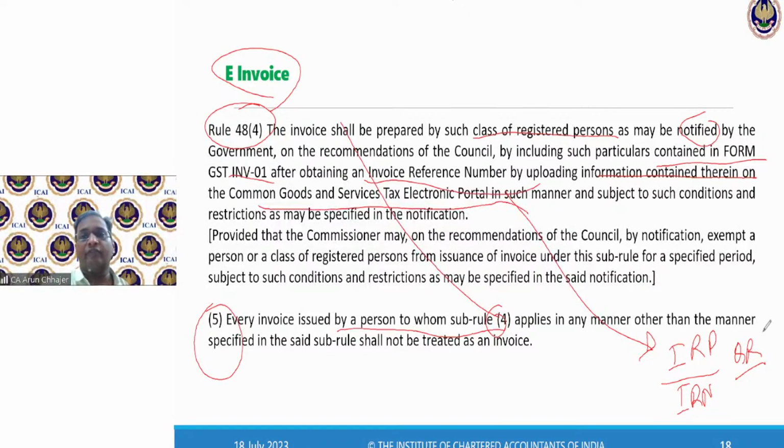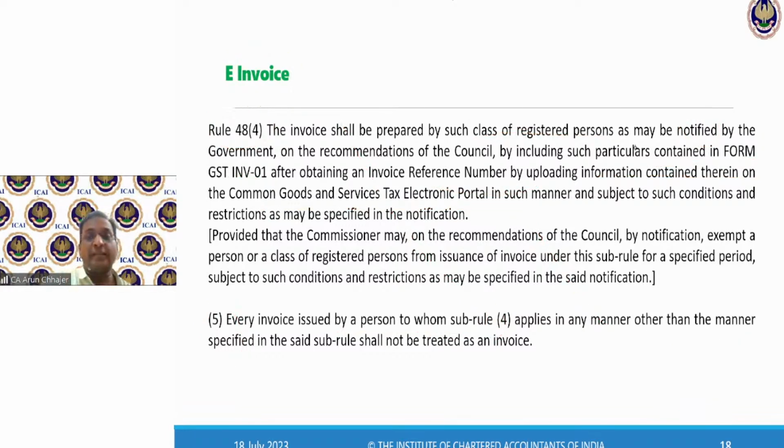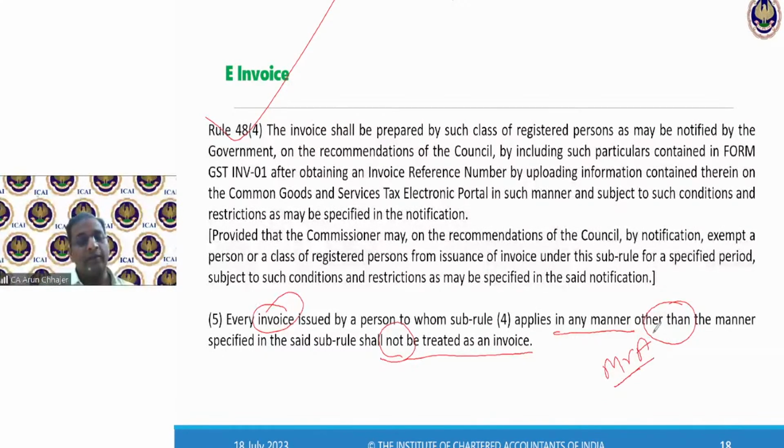Rule 48(5) says if sub-rule 4 is applicable on any registered person, and the invoice is issued in any manner other than the manner specified, then it will be treated as if you have not issued the invoice at all. See, Mr. A, whose aggregate turnover is more than the prescribed limit, is compulsorily required to issue the e-invoice.